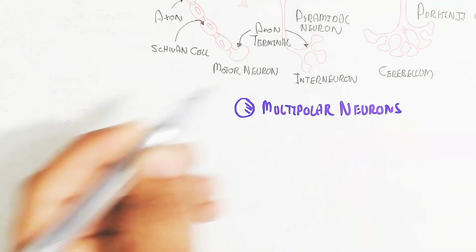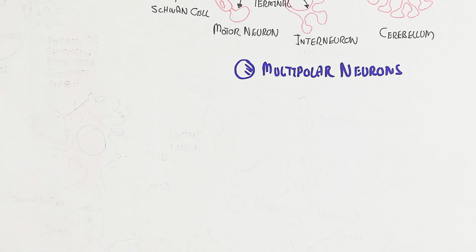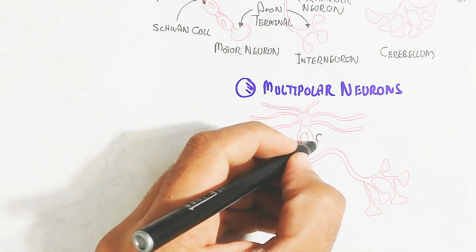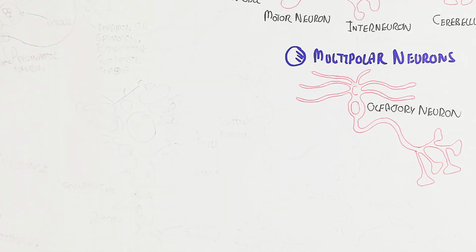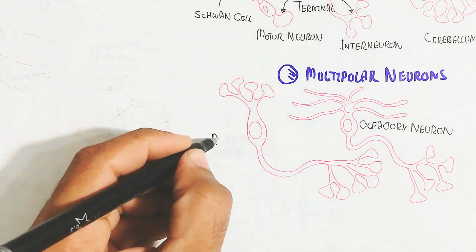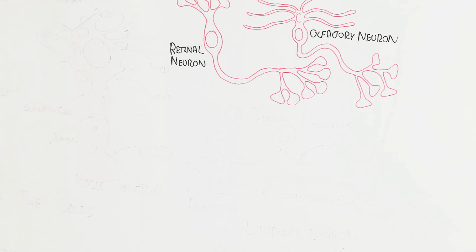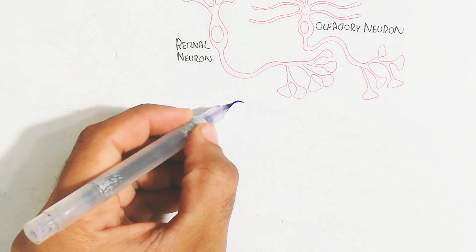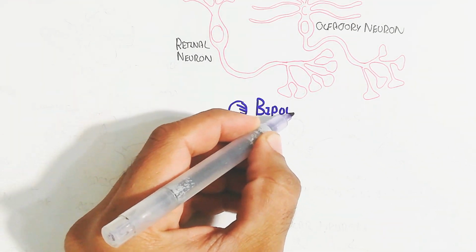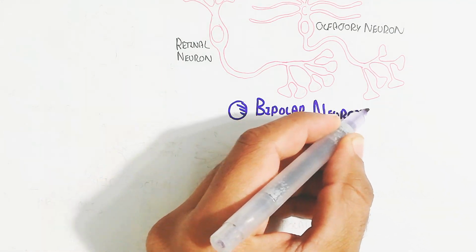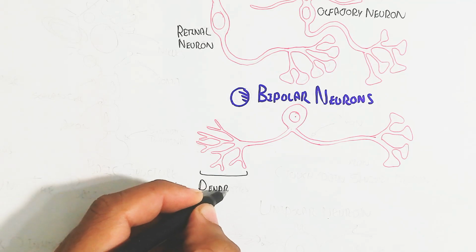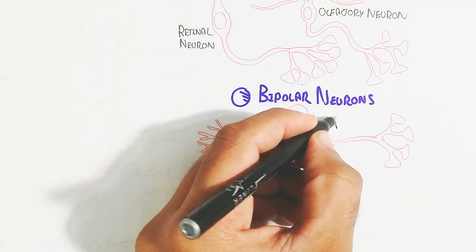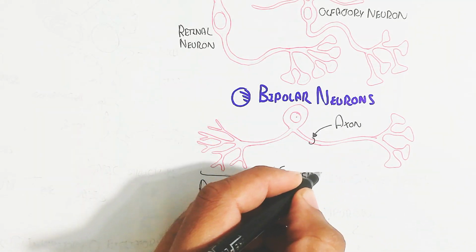Multipolar neuron means more than one pole, like the olfactory neuron used for smell, and the retinal neuron is present in the retina for the detection of light through rod and cone cells in the eyes. Bipolar neuron means there are two poles, one is the dendrite and the other is the synaptic terminal. Touch, pain and sensory neurons are involved in this.